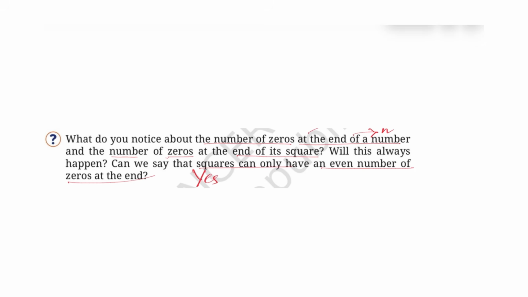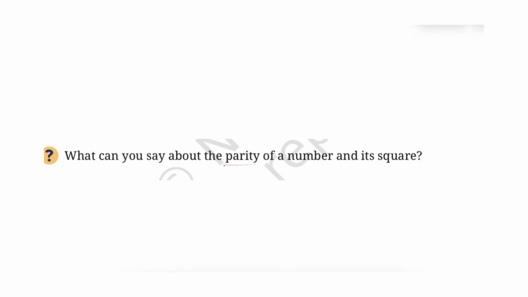Next, can we say that squares can only have an even number of zeros at the end? Here the answer is yes, because a square number ends with 2n zeros, which is 2 into n. That means 2 is a factor, so it's even.